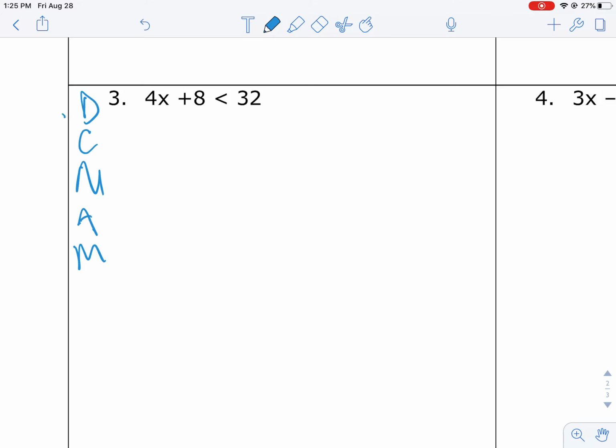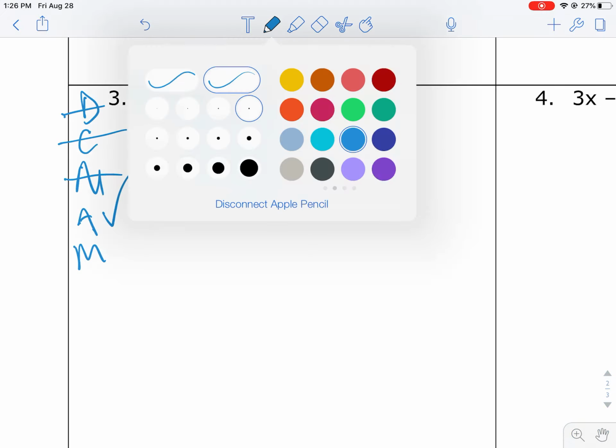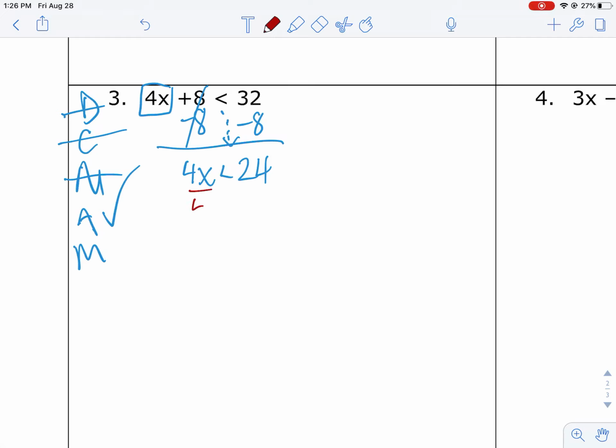So number 3, I don't have parentheses to distribute. I don't have repeated letters or numbers. I don't have x's on both sides. However, this time I do have pluses or minuses, so I see a plus sign, so I'm going to subtract. Remember, whatever I do to one side, I have to do to the other, and I bring this symbol down exactly like I see it. I do exactly what I see on my paper. 32 minus 8 is 24. I finished this problem by dividing everything by 4. So I have x is less than 6.